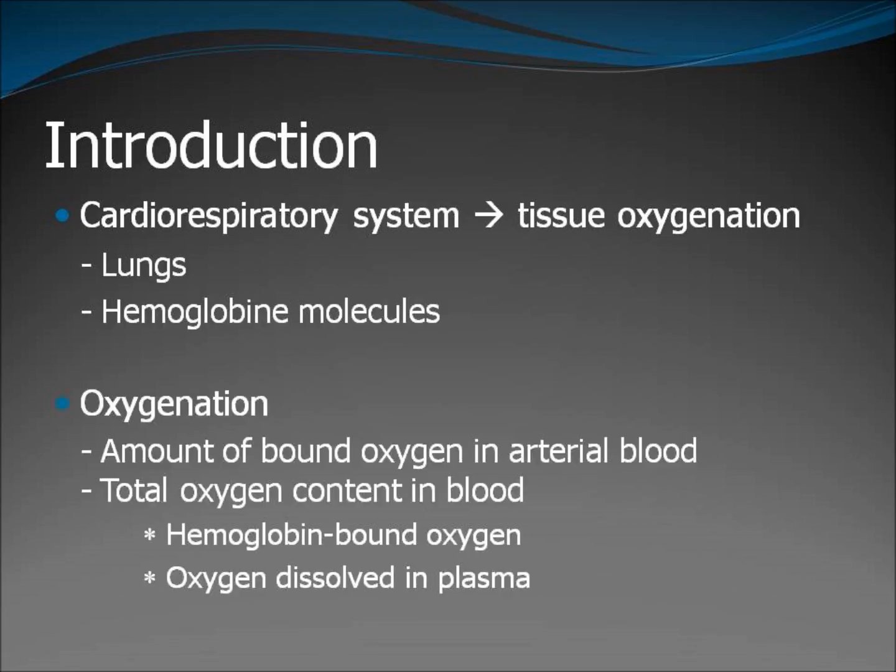tissue cells. Arterial oxygen saturation or oxygenation is the amount of bound oxygen in the arterial blood. The level of arterial hemoglobin oxygenation is assessed by arterial oxygen saturation, which is the ratio of oxygenated hemoglobin concentration to the total hemoglobin concentration in blood. The oxygen dissolved in plasma and the hemoglobin-bound oxygen constitute the total oxygen content in blood.